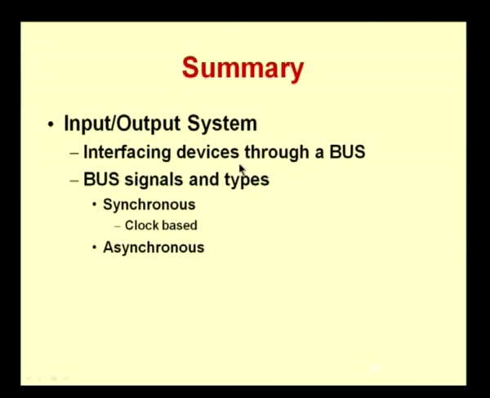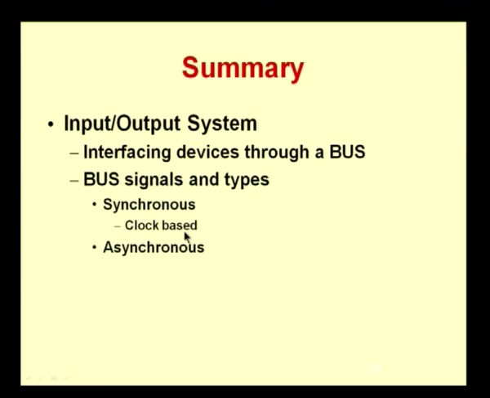To summarize, what we have looked at today essentially is the basics of how interfacing can be done. We looked at a very standard interface called the bus, so interfacing devices through a bus. We looked at the different types of signals that are normally used in a bus: address, data and control signals, and different types of buses, the IO bus and memory bus, and then we talked about synchronous and asynchronous bus. We particularly looked at the synchronous bus in detail. It is a clock based system. We looked at different timing with respect to a read and a write operation for a synchronous bus.